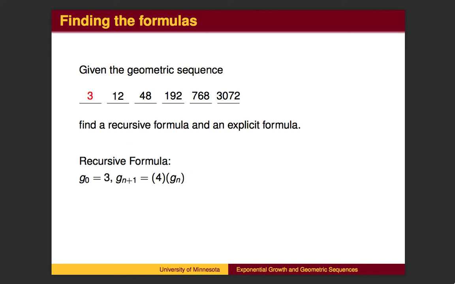To find the explicit formula, it is again helpful to find the value prior to the first term. If we divide once more by 4, we get g sub 0 equals 3. This allows us to have already performed one multiplication for the first term. The explicit formula will begin with 3, then count the number of times we multiply by 4 in the exponent. The explicit formula is g sub n equals the initial term of 3 times 4 to the nth power.